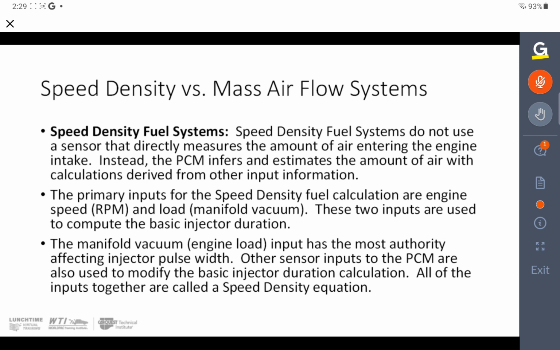Other sensors are also used to modify the base injector calculations or injector pulse width, things like the coolant sensor and the intake air temp sensor and so on. All those things together we call the speed density equation.